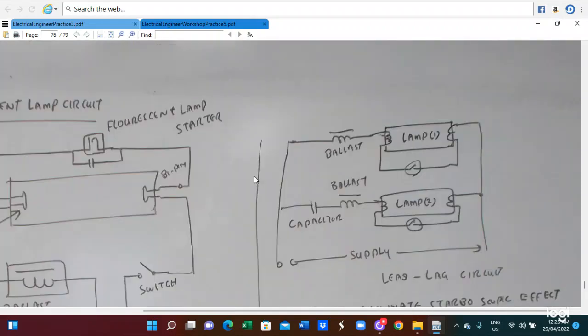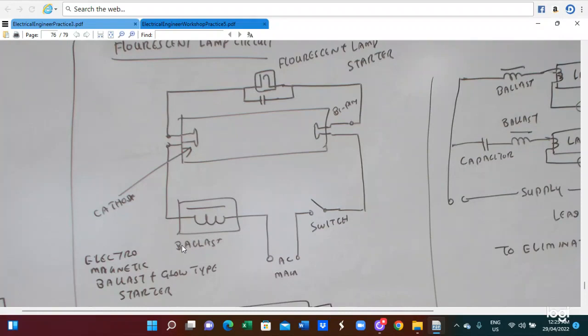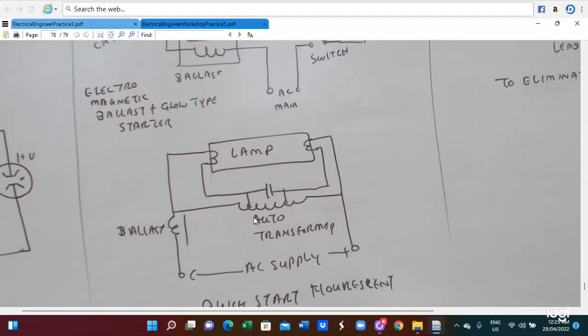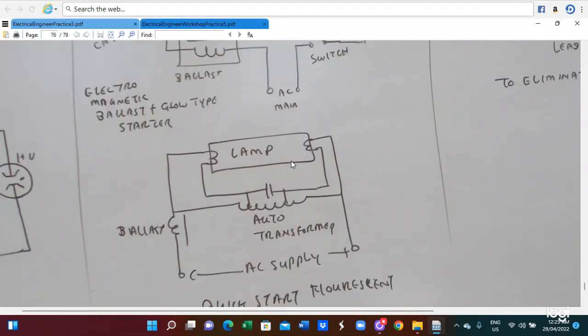This is a fluorescent circuit. It includes cathode and anode here. This is a ballast, and the fluorescent light starter. We can also provide an auto transformer to get the high voltage for discharge. So this is a ballast also.